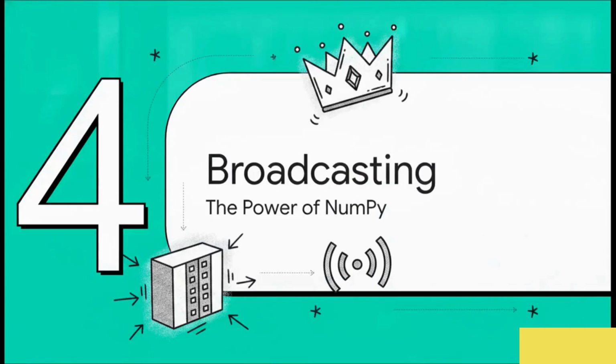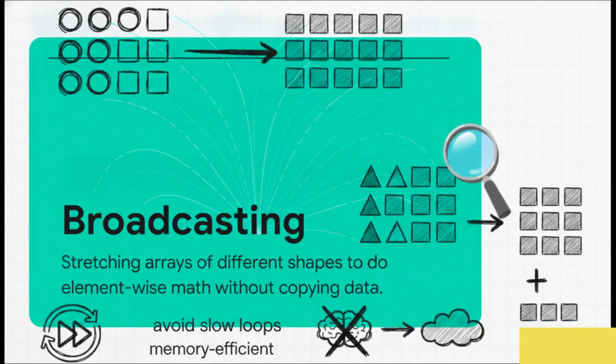Section 4. The power of broadcasting. We have arrived at the crown jewel of NumPy, and honestly, the most powerful conceptual idea in the entire library. Broadcasting is this brilliant feature that automatically stretches arrays of different shapes so they can be mathematically combined element by element, but it does it without actually duplicating any of the data in memory. It's totally conceptual stretching. This lets you instantly normalize a massive data set or add a bias vector to a matrix across thousands of rows. You completely dodge those slow loops and your code stays perfectly memory efficient.